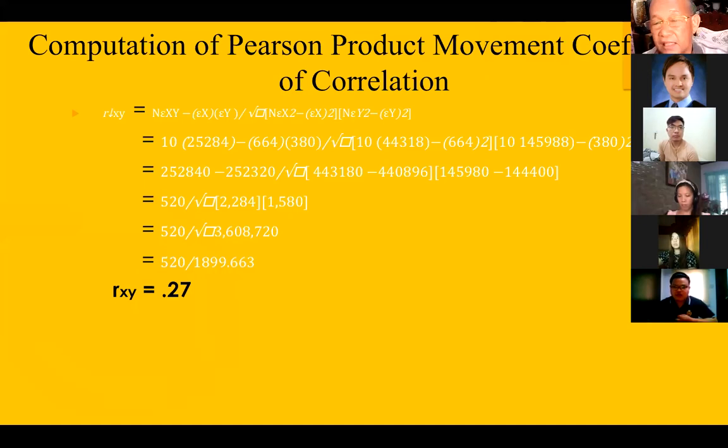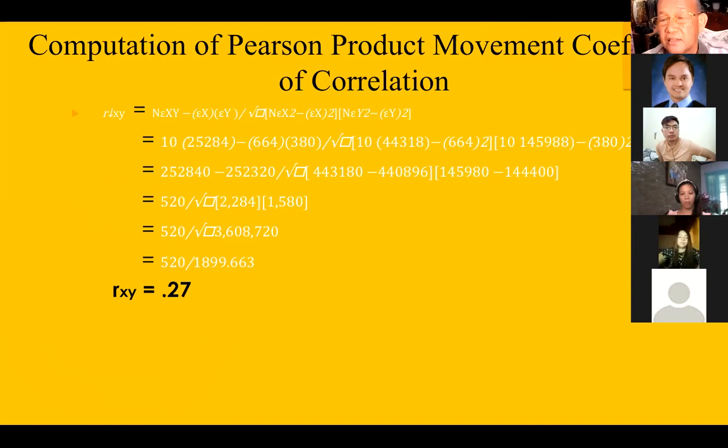Minus summation x times summation y. Our summation x in the table is 664, and summation y is 380. Then there is a denominator. The denominator says, starting from here, square root of n summation x squared minus (summation x) squared, times n summation y squared minus (summation y) squared, and then extract the square root.